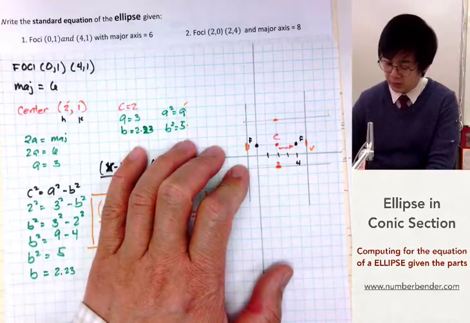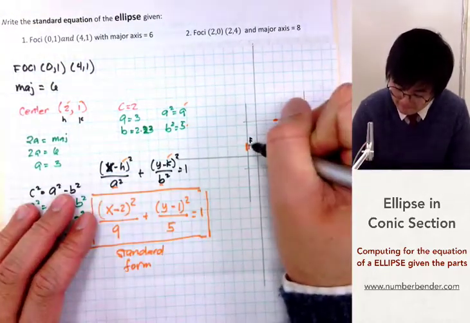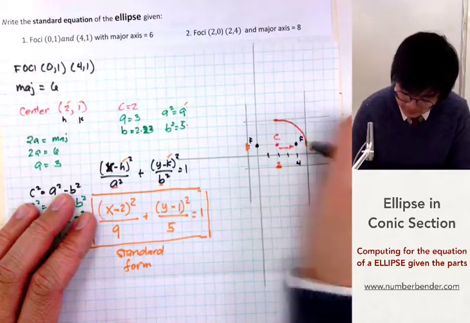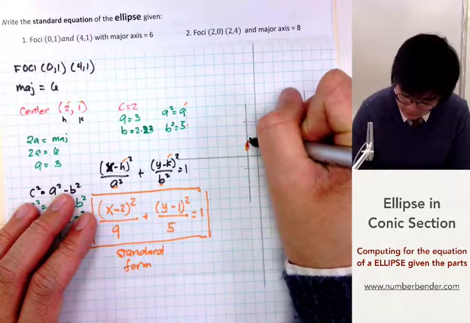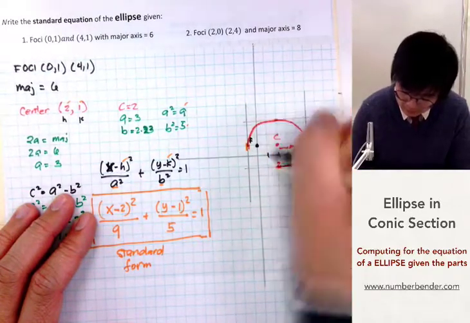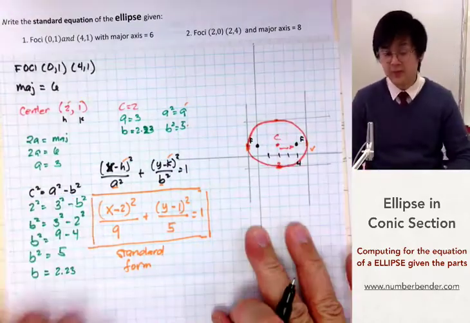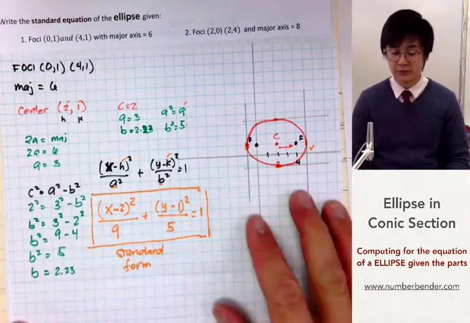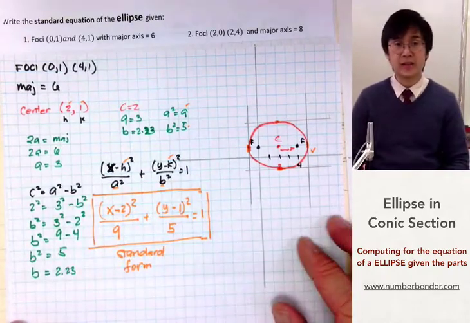we'll be able to draw our ellipse. And this is the graph of our ellipse given the standard equation of the ellipse in our work. Now let's answer problem number 2.